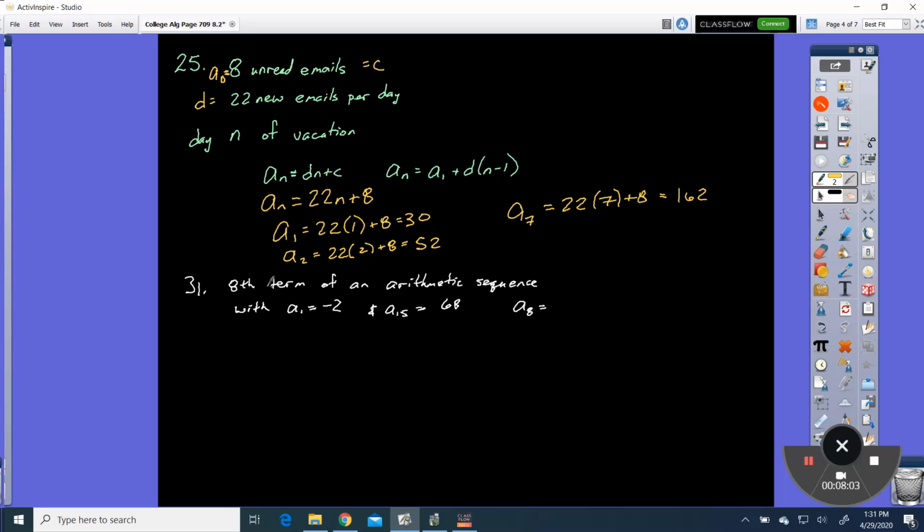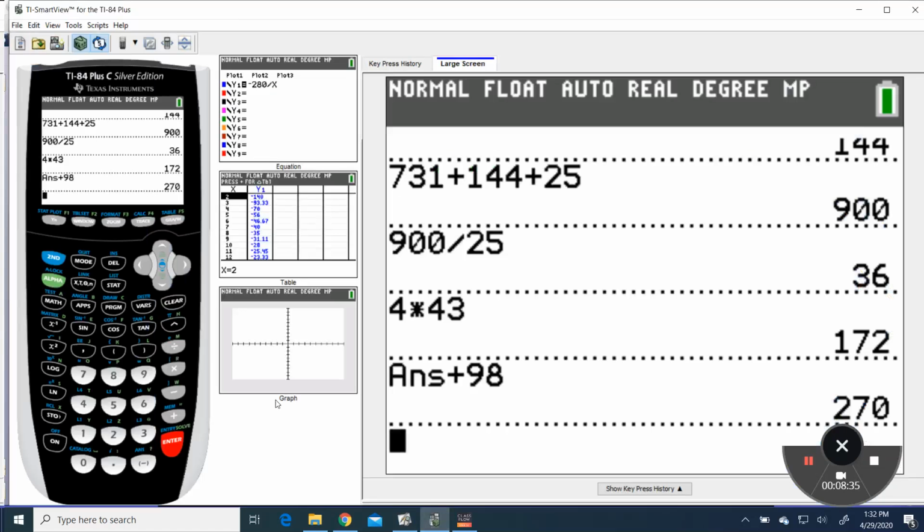So 31 says, find the 8th term of an arithmetic sequence with a_1 equals -2 and a_15 equals 68. So realize that I've started at a_1, I've gone up to a_15. I have moved up 14 terms. Okay, how far have I moved in 14 terms? Well, I started at -2 and I ended at 68. So I actually went up 70 because I was down below 2. So I've actually gone up 70 in 14 days.